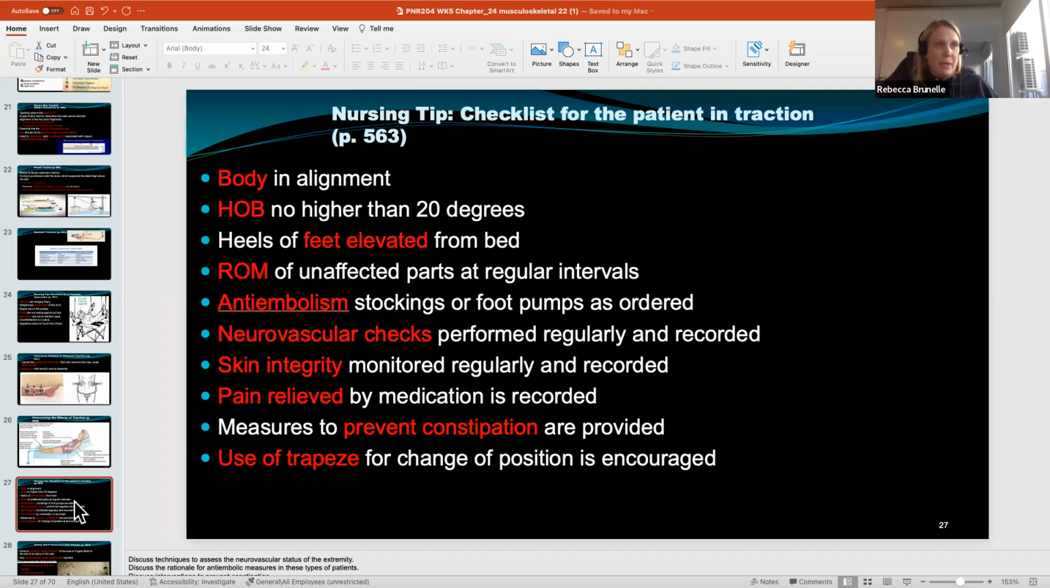So some basic things, your nursing checklist for traction: you need to make sure they're in the correct alignment. You never want their head or the bed higher than 20 degrees. Their feet should not be resting on the bed. You want to do range of motion for the extremity that's not in traction. Think about doing anti-embolism, not having clots form. The neurovascular checks, you will definitely be seeing questions on neurovascular checks and what you're looking for. Skin integrity, make sure they have good pain control. You're going to have to be thinking about preventing constipation, and if they're old enough, a trapeze so that they can reposition themselves.